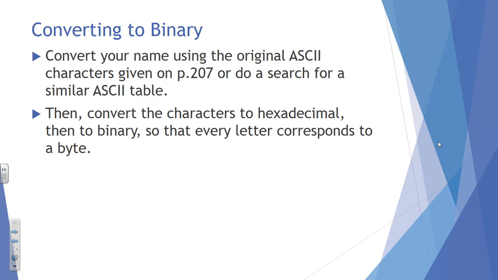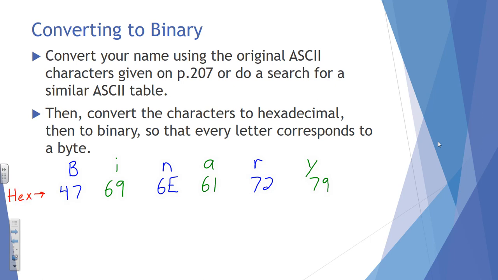So rather than my name, I'm going to do the word binary. From the table on page 207 or the ASCII table that we saw earlier in this video or any other one that you can find online, the hexadecimal representations are shown here. Those are straight off of the table. Now remember, to convert those into binary, it's pretty easy. That B should be a 42, sorry. So here are the hex representations.